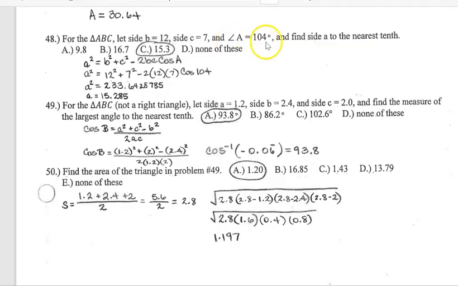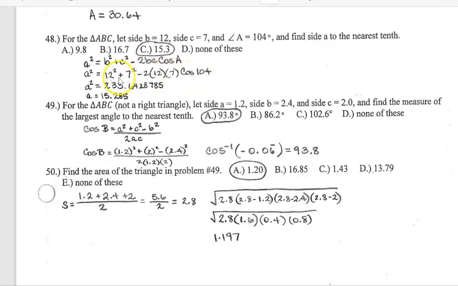So I'm looking for the formulas that have angle A in them. One of them solves for angle A. I don't need that, I already know angle A. I need the one that solves for side A. Here's that formula right here. So we're going to put 12 in for B, 7 in for C, and then 104 in for A.